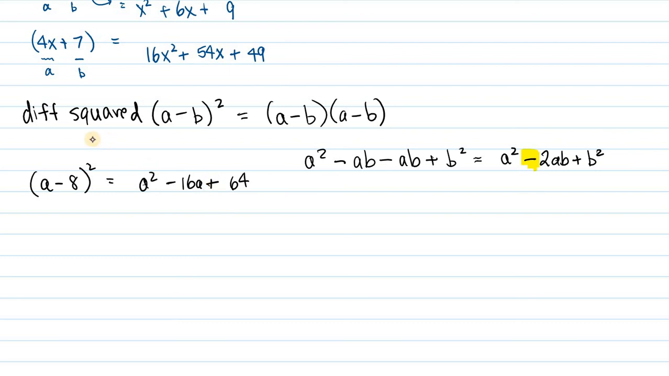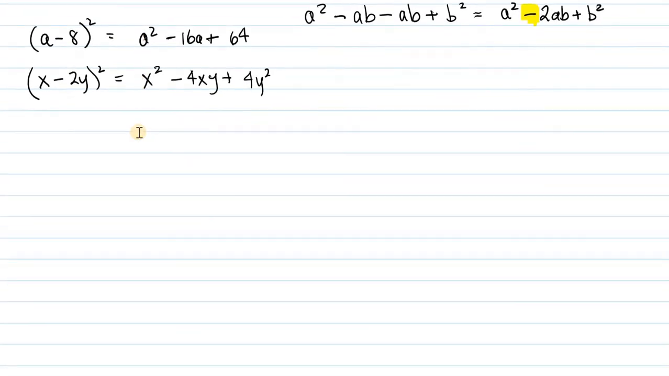Same would be true if I had two variables or more coefficients, like x minus 2y squared. Multiply the first term by itself, it's x squared. Multiply the last term by itself, it's 4y squared. Multiply x times -2y and you would get -2xy. Double it would be -4xy, and that is the solution.